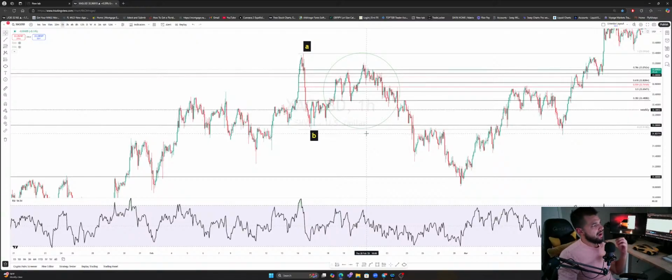But if you could combine Fibonacci levels and key levels at the same time as confluence for you to take a trade, you're gonna have a nice setup. Why? Because a key level always stays in there, right? And this is a perfect example for that, right? So you have this A zone right here and this B zone.